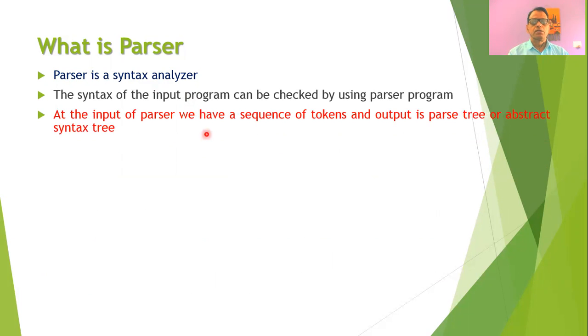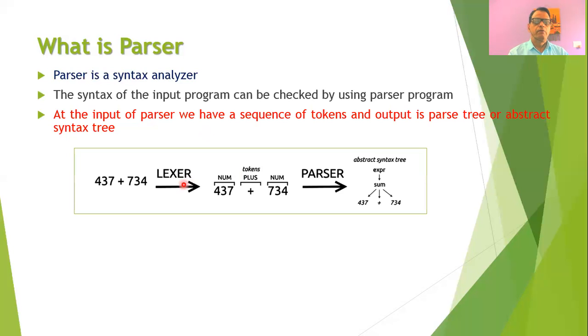At the input of the parser, we have a sequence of tokens, because whatever we write in the program is converted into a sequence of tokens at the output of the lexical analyzer. The sequence of tokens is fed to the syntax analyzer, and at the output of the syntax analyzer, we generate the parse tree, or sometimes it is called the abstract syntax tree.